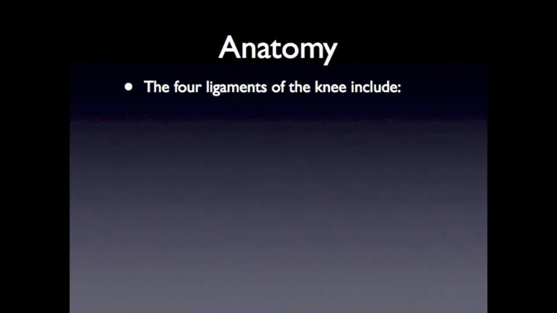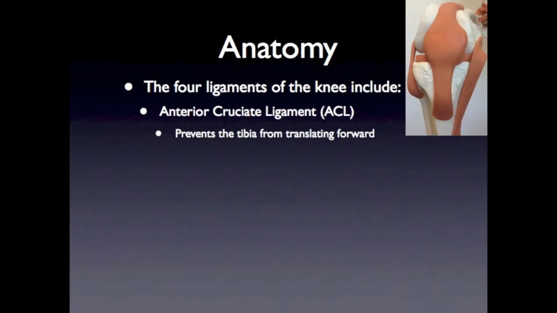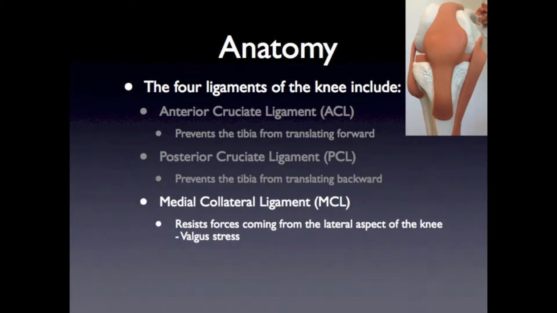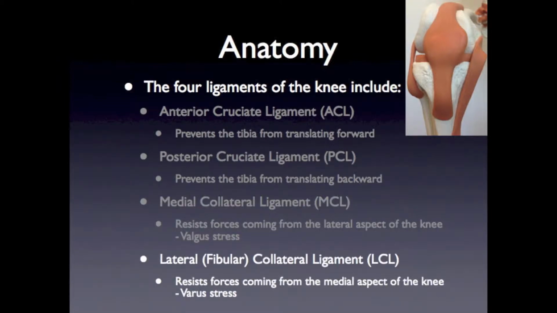The four ligaments of the knee include the anterior cruciate ligament, or ACL, which prevents the tibia from translating forward, the posterior cruciate ligament, or PCL, which prevents the tibia from translating backward, the medial collateral ligament, or MCL, which resists forces coming from the lateral aspect of the knee, also known as valgus stress, and the lateral or fibular collateral ligament, or LCL, which resists forces coming from the medial aspect of the knee, also known as a varus stress.